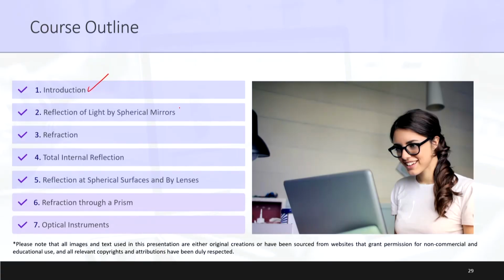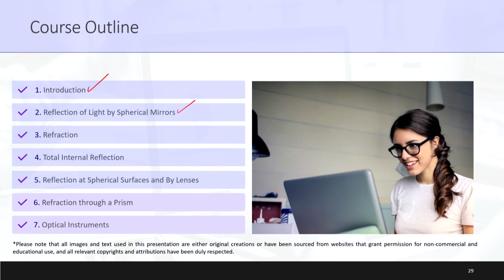Moving to the reflection of light by spherical mirrors concept, first of all we understood the two laws of reflection. The first is that the angle of incidence is equal to the angle of reflection, and the second is that the incident ray, normal ray and reflected ray always lie in the same plane. Also before that we understood the different parameters such as principal axis, focus, pole, etc., and their definitions.